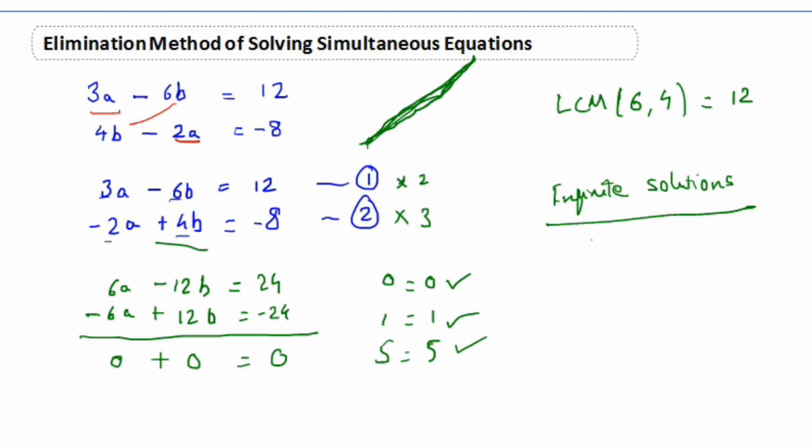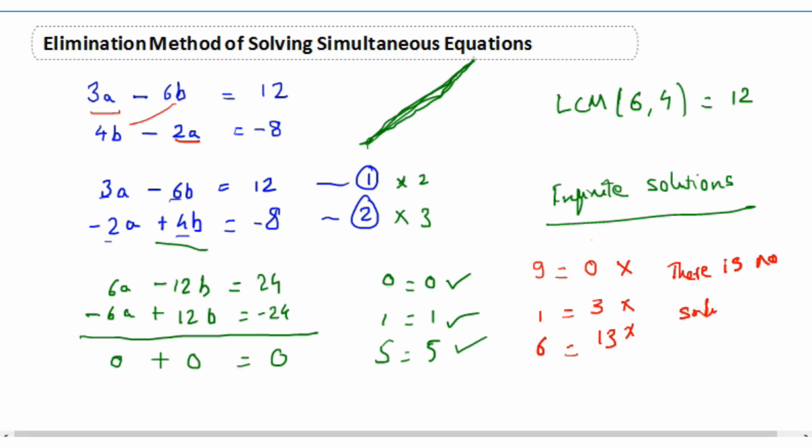And just as a note, even if both the variables are eliminated, and we get something like 9 is equal to 0, or say 1 is equal to 3, or say 6 is equal to 13, whatever we get, and this statement is false, then that just means that there is no solution, or you can say that the solution does not exist.